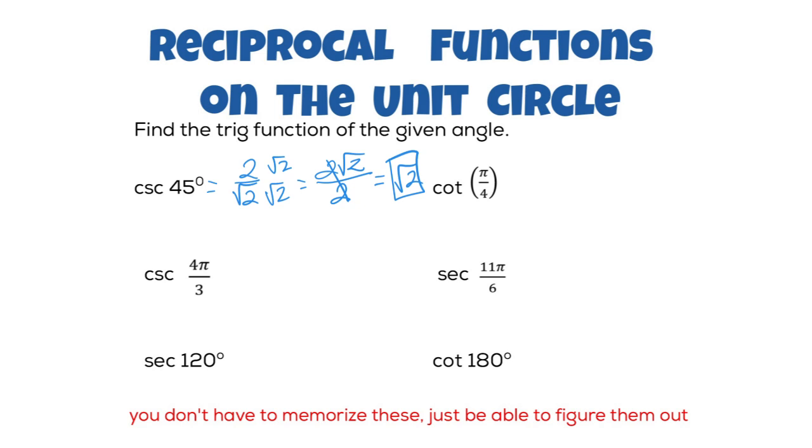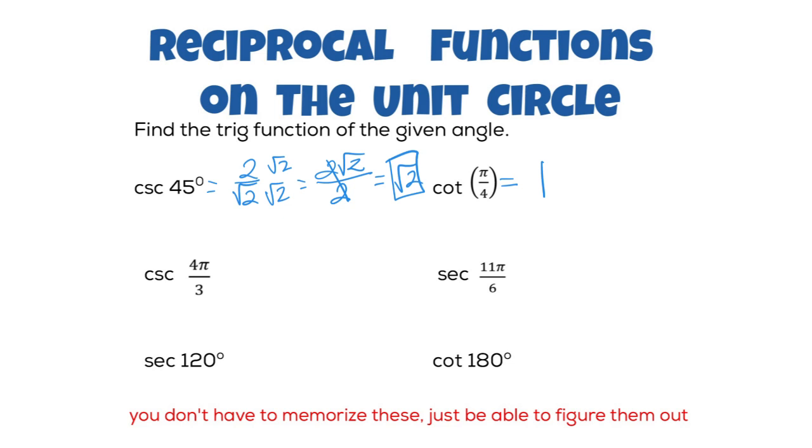All right, let's try the one to the right. It's cotangent of pi over 4. Pi over 4 is the same as that 45. So I'm going to do what I know: tangent at pi over 4 is just 1. So cotangent is the reciprocal of 1, which is just 1. All right, let's jump to this next one: cosecant of 4 pi over 3. We just did a cosecant up here. Remember that cosecant is the reciprocal of sine.